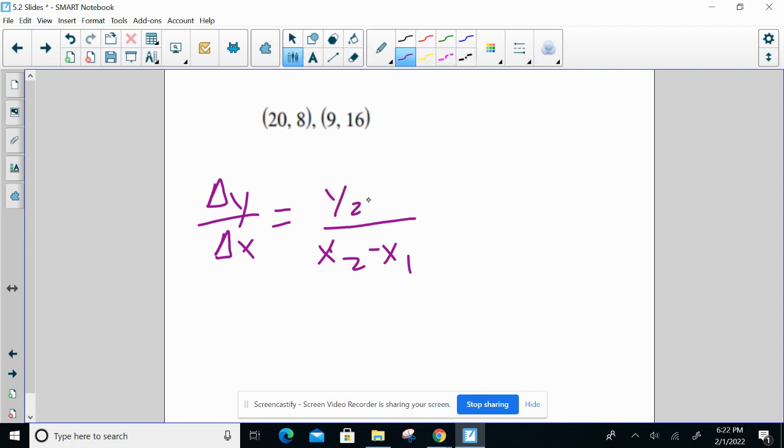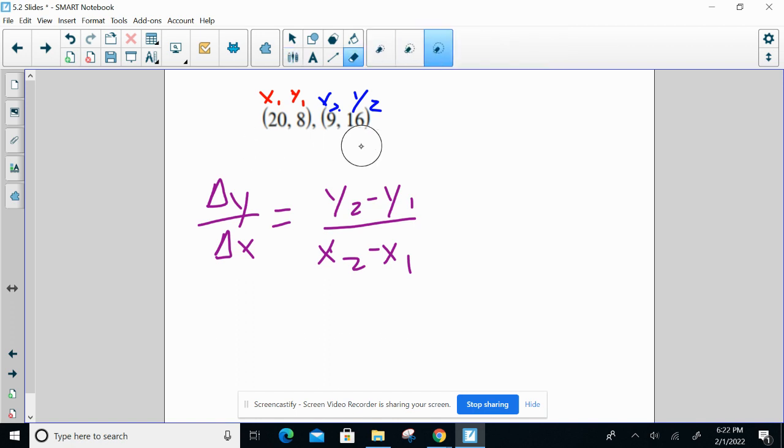Okay. Now, the way to use this formula exactly is you would label your points x1 and y1. It doesn't matter which one is which. Basically, it says this is point 1. And then for this one, I'll do it in blue here, you got x2 and y2. This is point number 2. It really is just a numbering system.